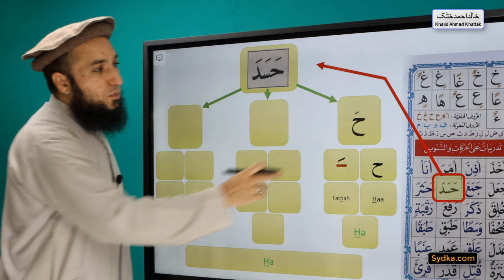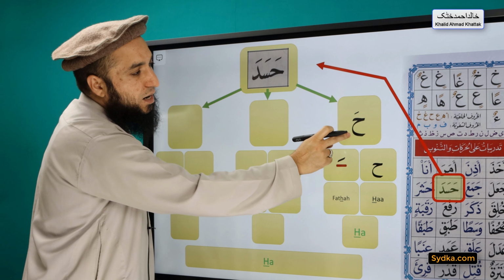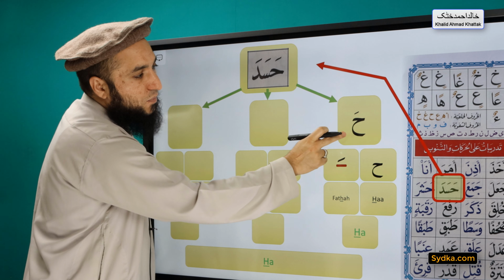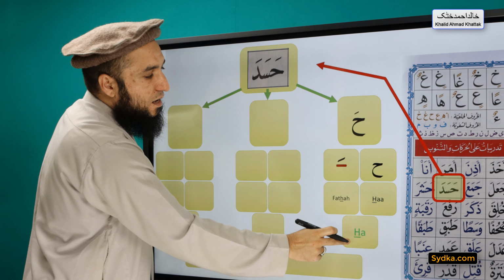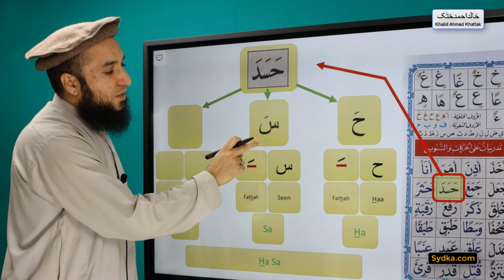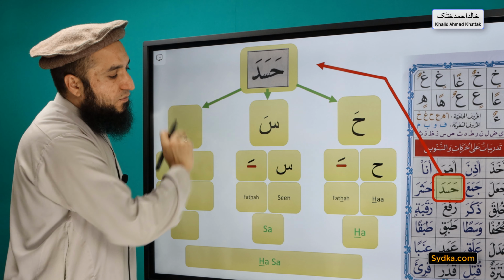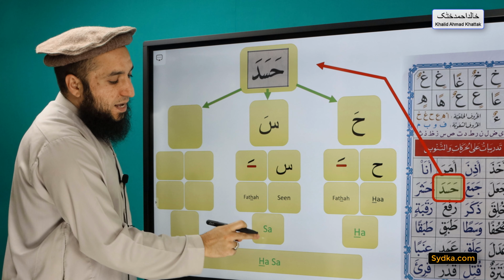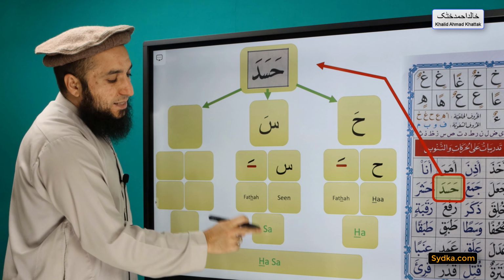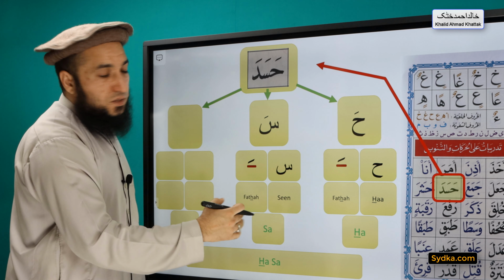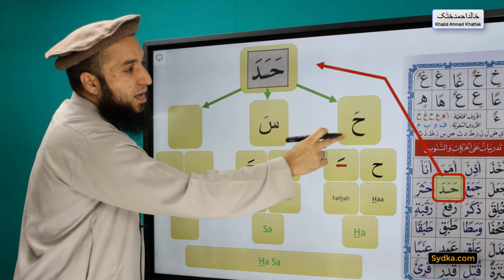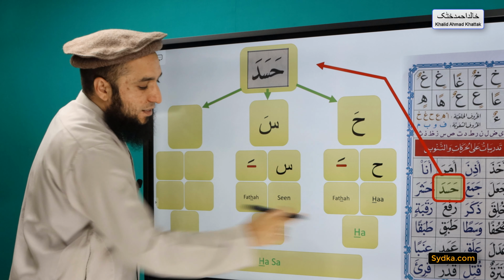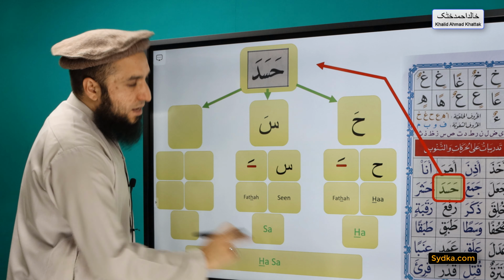The first syllable is ha fatha ha. Ha is not silent, and we have fatha. Ha fatha ha. The second syllable is sin fatha sa. Sin is not silent, and we have fatha. Sin fatha sa. And now we combine the first 2 syllables. So we have hasa, hasa.